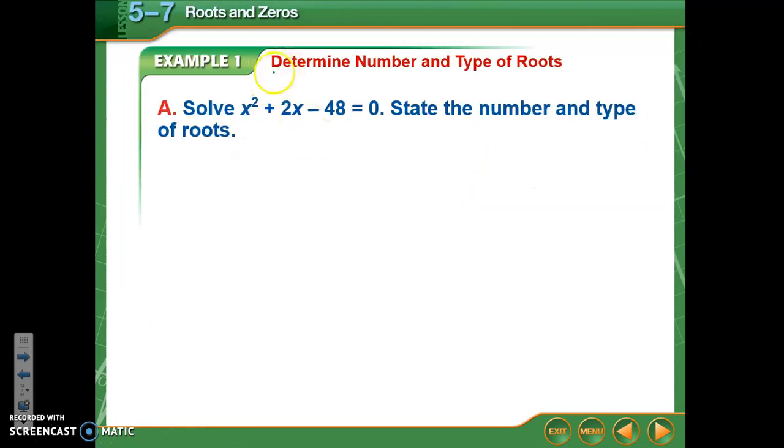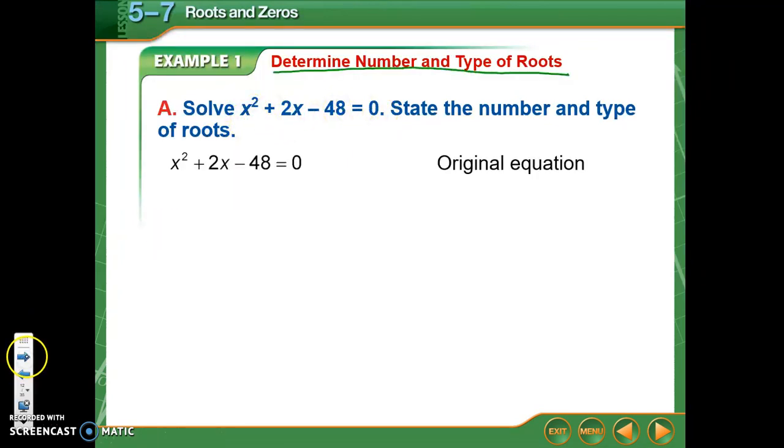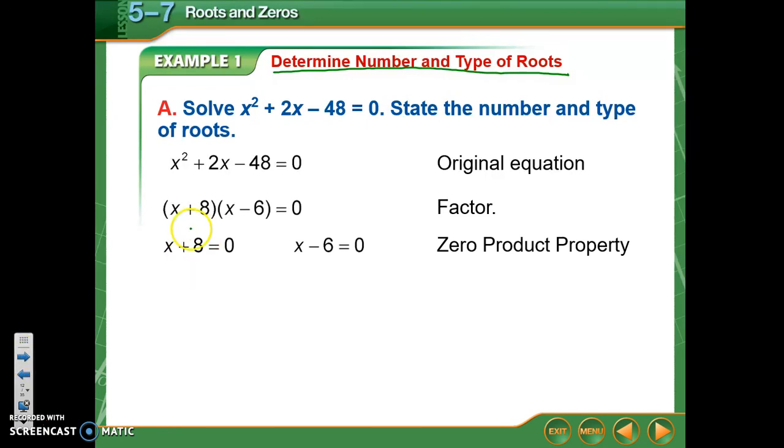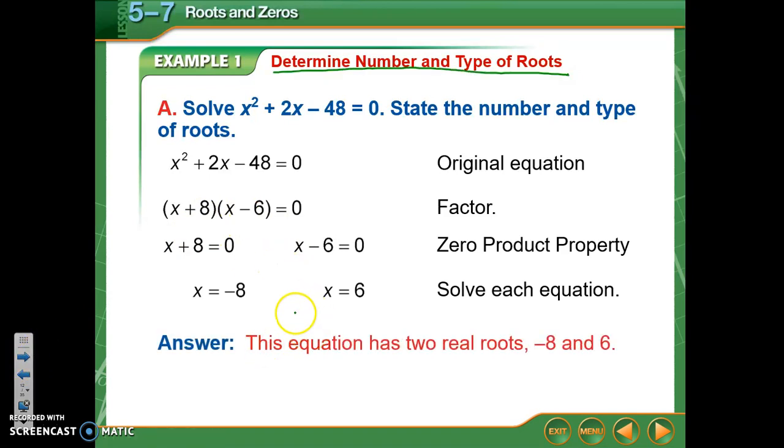Okay, so example 1, notice what we're doing here. We're determining the number of roots and the type of roots. So we're going to solve this equation. This is a quadratic equation, so it's going to be pretty easy to solve. We can factor this into x plus 8 times x minus 6. And then using the zero product property, we set each factor equal to 0 and solve. So I get x equals -8 and x equals 6. So this equation has two roots that are both real, and those roots are -8 and 6. Notice the degree is 2, and I have two roots.